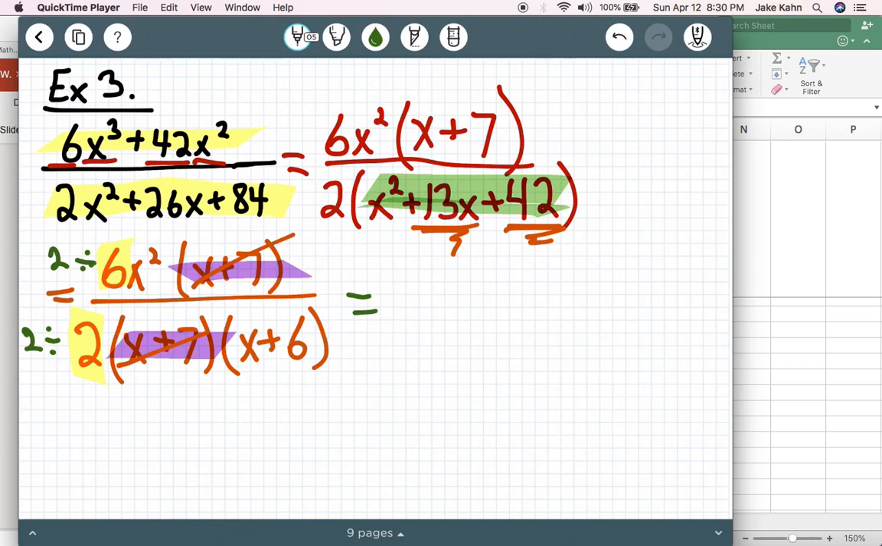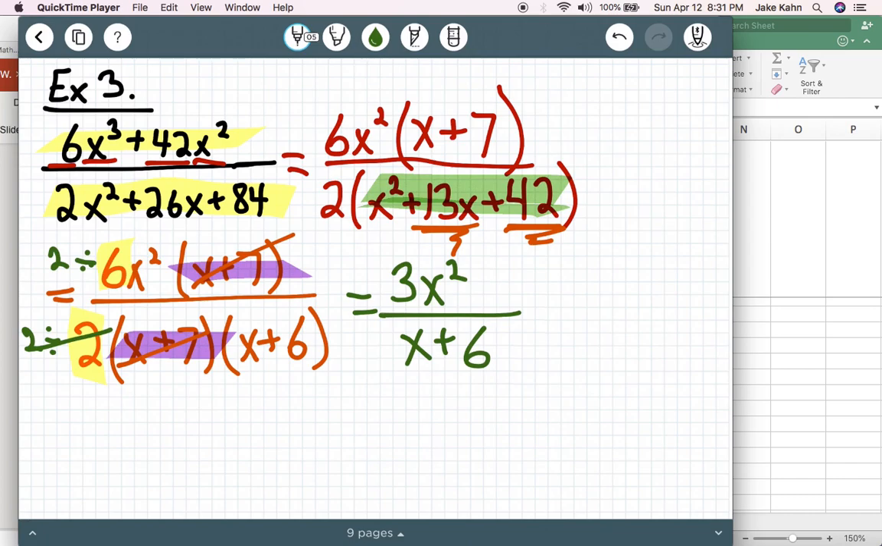All right, 6 divided by 2 on top is 3. X squared stays the same. We no longer have x plus 7, it's gone. 2 divided by 2 is 1, or it cancels out, right? X plus 7 canceled out, and now we are just left with x plus 6 on bottom. That's our final simplified answer. There's nothing else that we can simplify.